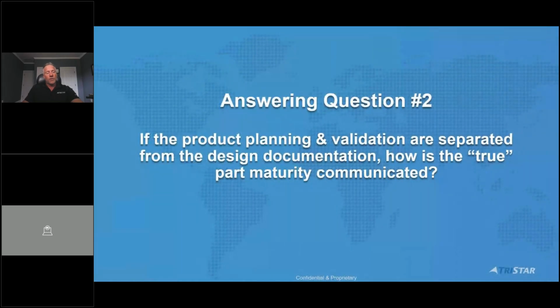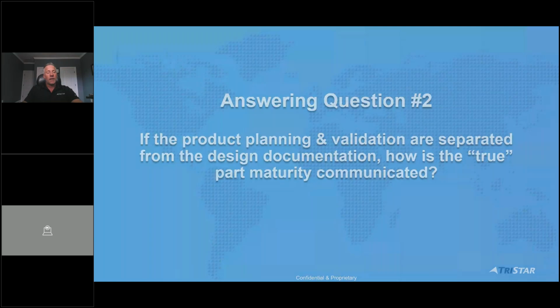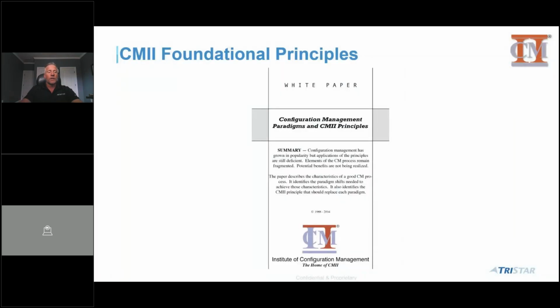So answering question number two, if this product planning and validation are really separated from this, how is the true part maturity communicated? Because it becomes a combination of a number of things in Windchill to really do that. And so to give you guys some background on that, for those of you that aren't familiar with CM2, I urge you, all of us at TriStar urge you guys to get familiar with this. We can point you guys to this white paper. It's not too long and it's really a good read. And so what we did was extract some of the key principles and paradigms out of this and, I guess, translate those into what we feel like they really mean.